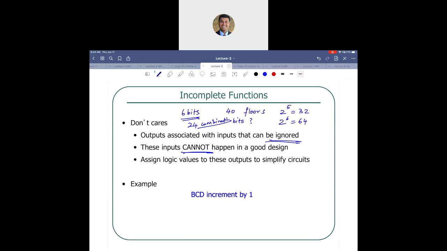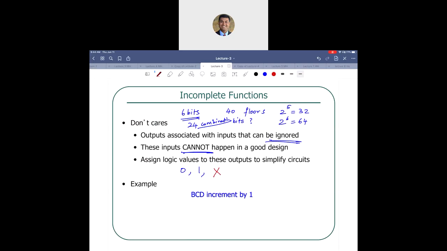So we can use these don't care situations to actually simplify the logic expressions to a great extent, and we will take a look at that in the next lecture. But those don't care situations are the ones in which the inputs can be ignored. So instead of writing a 0 or a 1, we are going to indicate don't cares by using X.